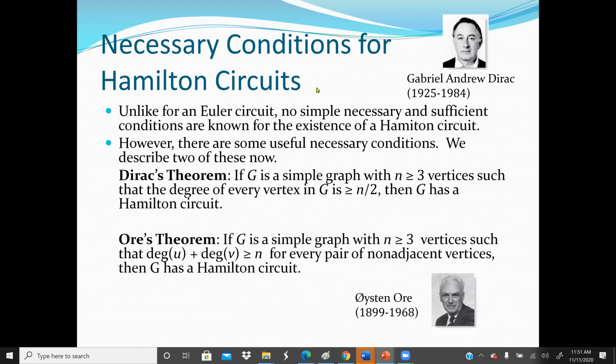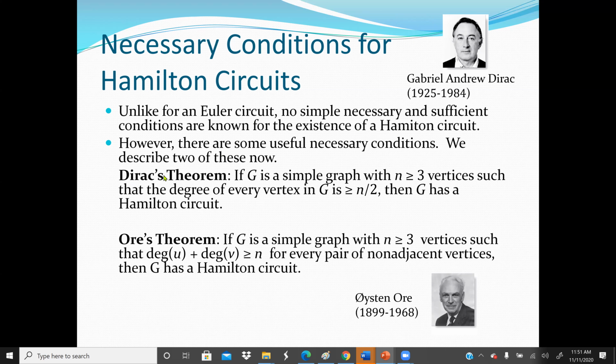So there's a necessary condition for Hamiltonian circuits. Here we say, unlike for an Euler circuit, no simple necessary and sufficient conditions are known for the existence of a Hamiltonian circuit. We know for an Euler path, exactly two vertices should be odd. Only two, not less than two, because of the starting and ending vertices. Then with the circuit, all the vertices must be even. But with Hamilton, there's no simple condition. However, there are some useful necessary conditions we can describe.